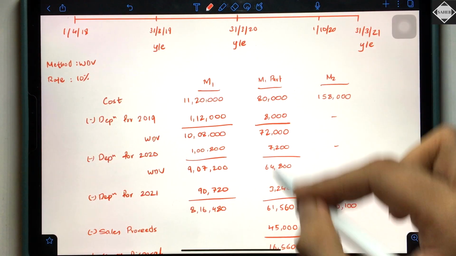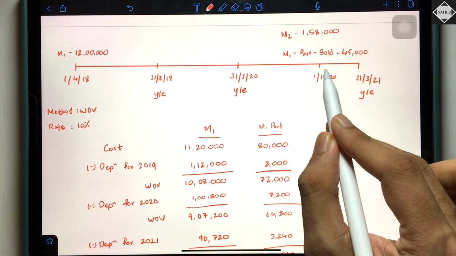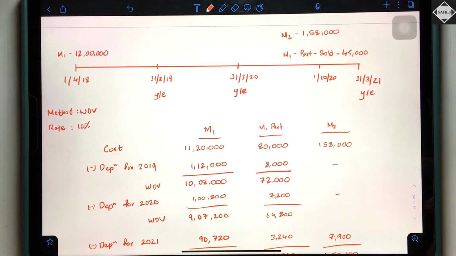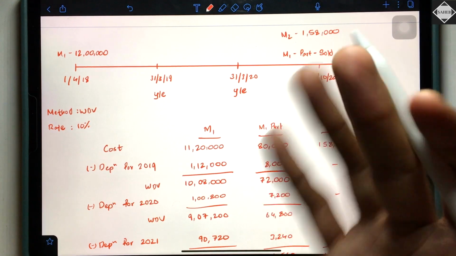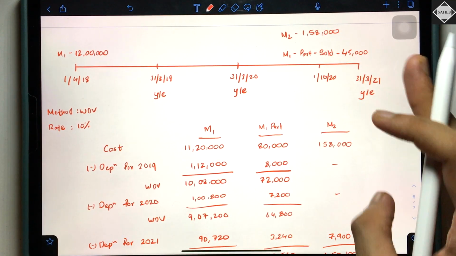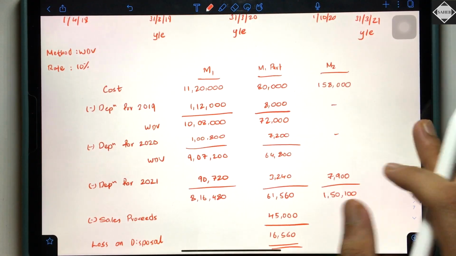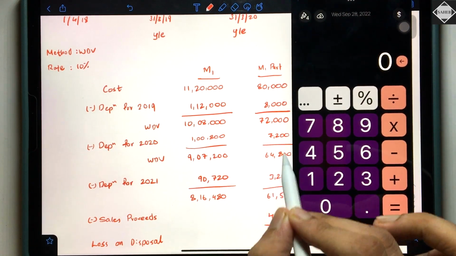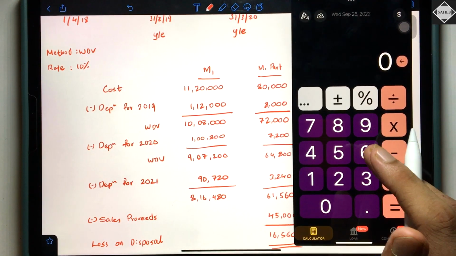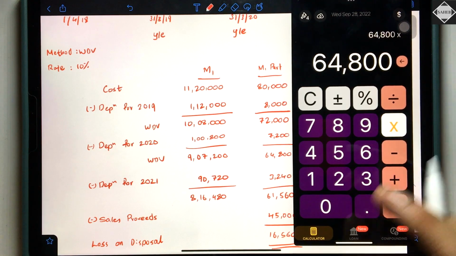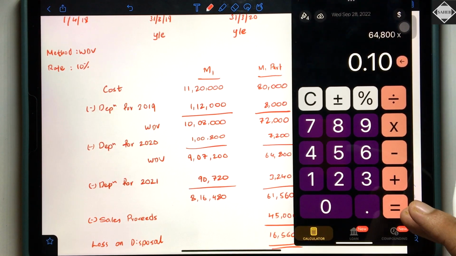But the M1 part has been sold in between the year. If it is sold in between the year, what do we do? It's an exception now. We cannot charge 12 months depreciation. We have to apportion it. You all know this. So how will we do that? It's really simple. See, the WDV is 64,800. So on 64,800 you have to charge 10% depreciation. So that's equal to how much?